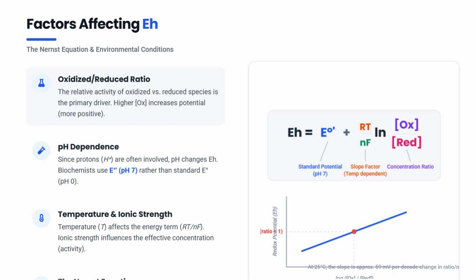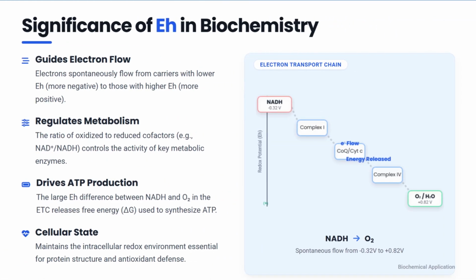Let us now look at why EH is so significant in biochemistry. Firstly, it guides electron flow. Electrons move spontaneously from carriers with lower, more negative EH to those with higher, more positive EH. It also regulates metabolism. The ratio of oxidized to reduced cofactors like NAD+ to NADH controls the activity of key metabolic enzymes. Furthermore, it drives ATP production.